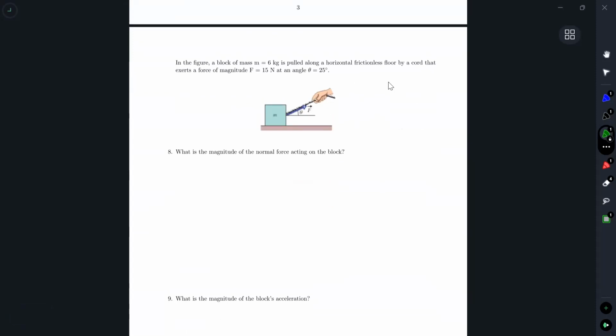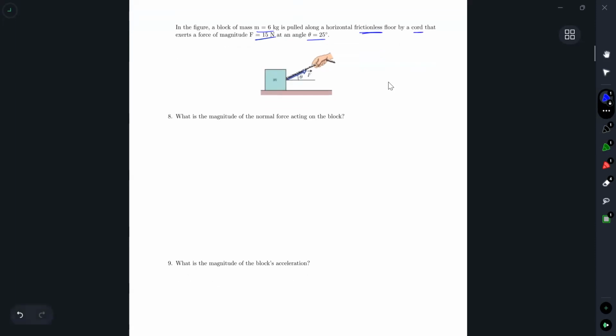So I think this is a good one. We've got a force of 15 newtons acting at this angle of 25 degrees on this block of mass 6 kilograms. The floor is frictionless. We don't need to worry about a frictional force. It's applied by this cord. All that matters is that the force is acting along the rope, along the cord. Okay, so what is the magnitude of the normal force on the block?